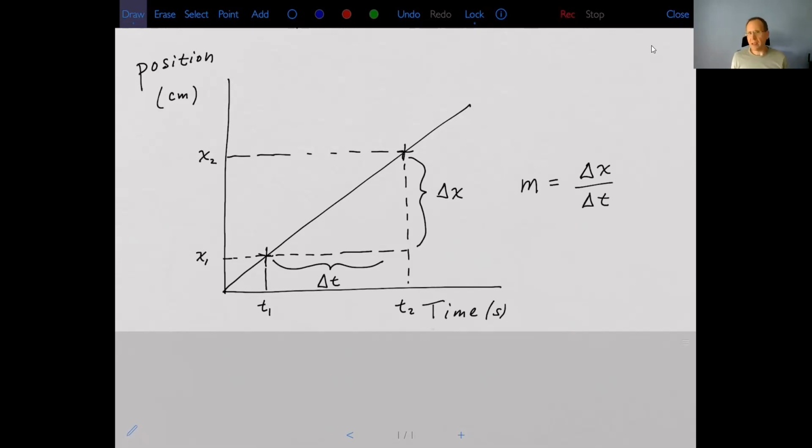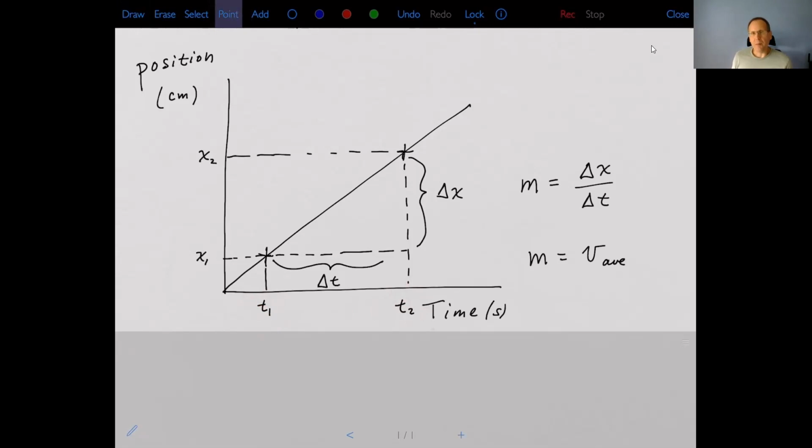But we just defined delta X over delta T. Remember, that is the average velocity. So the slope in this case happens to be the average velocity over that time interval. Okay. Now, again, this is just an average, right? It's an average from T1 to T2 over that time interval, right? The average over that time interval.